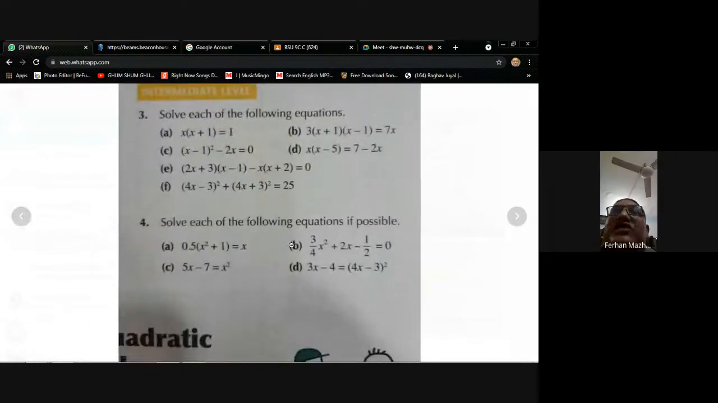The problem with this question is that it has fractions in it. It has denominators. So how will I get rid of these denominators? Try to understand this technique. In question number 4, B part, there are two denominators. One denominator is 4, the other is 2. I will find their LCM, least common multiple. The LCM of 4 and 2 is 4. So I will multiply every term of this equation with 4, and I will get rid of the denominators.